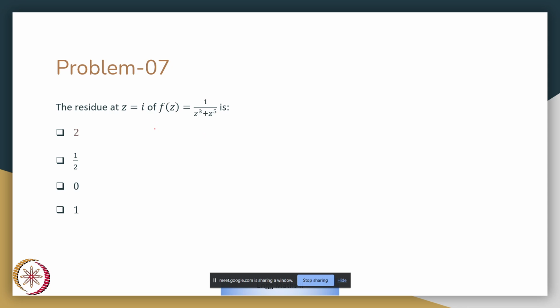Okay, now we are asked to find the residue for f of z equal to z cube plus z raised to 5. So we'll first see z cube plus z raised to 5, which is nothing but z cube into (z square plus 1), which is z cube into (z minus i)(z plus i). We note that we have the following isolated singularities.